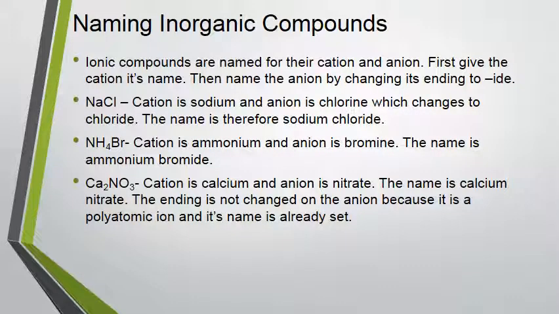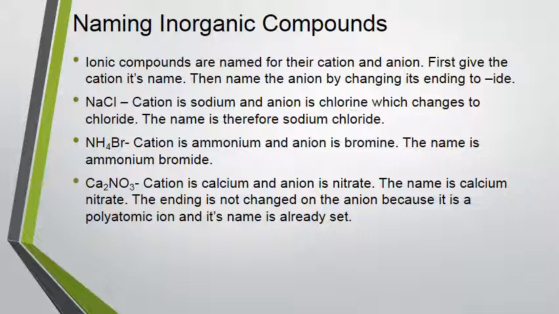Now, when we're dealing with the names, all of these ionic compounds we call inorganic compounds. So ionic compounds are named for their cation and their anion. First thing we do is give the cation its name. So the first element, the first substance that comes up, is the cation. We just name it. Nothing changes. Then for the anion, we name it by changing its ending to -ide.